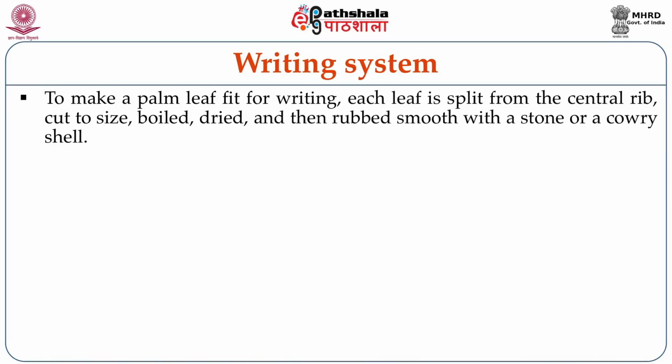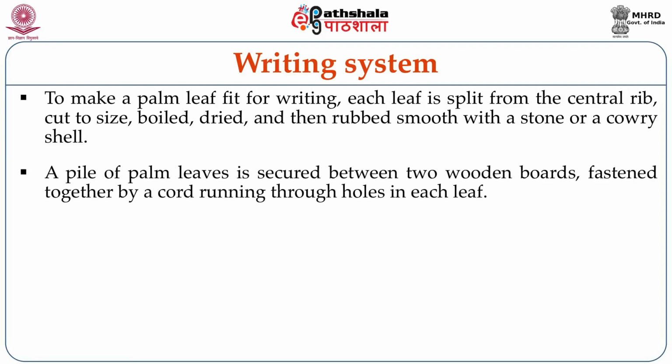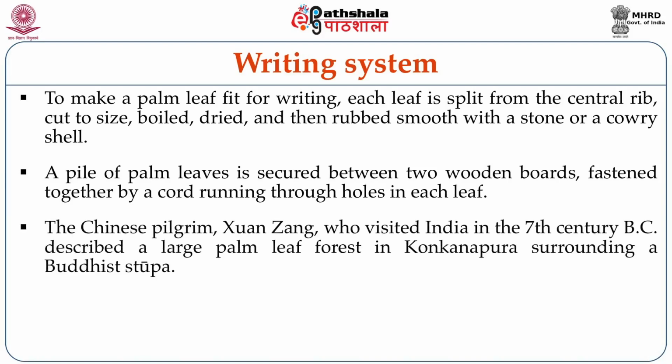To make a palm leaf fit for writing, each leaf is split from the central rib, cut to size, boiled, dried, and then rubbed smooth with a stone or a cowrie's shell. A pile of palm leaves is secured between two wooden boards fastened together by a cord running through holes in each leaf. The Chinese pilgrim Xuanzang, who visited India in the 7th century, described a large palm leaf forest in Konkanapura surrounding a Buddhist stupa.